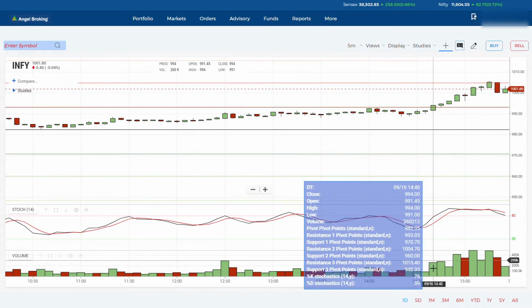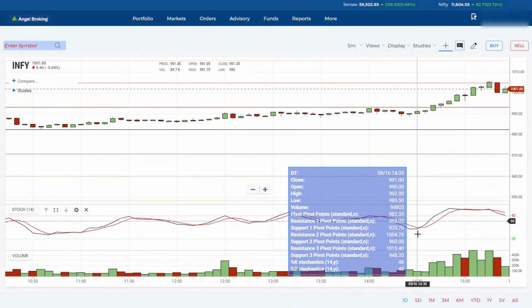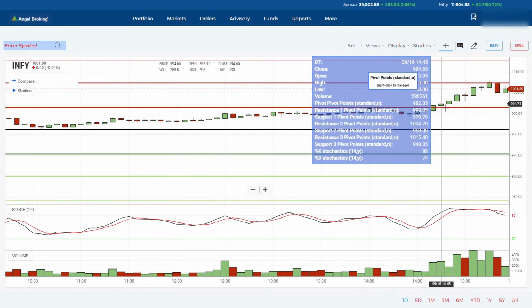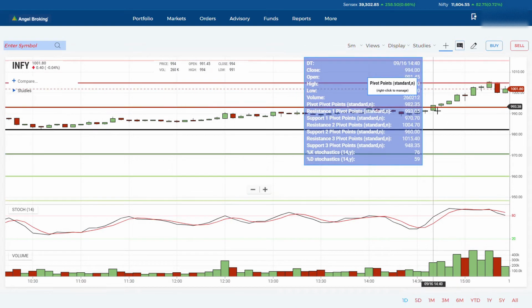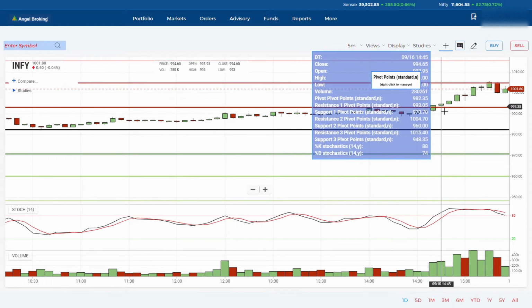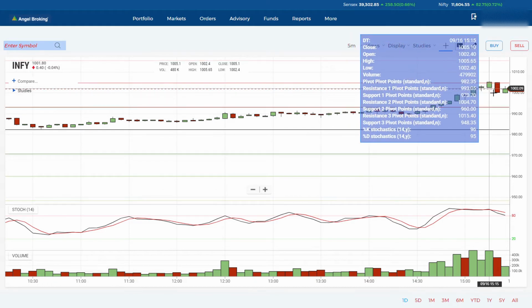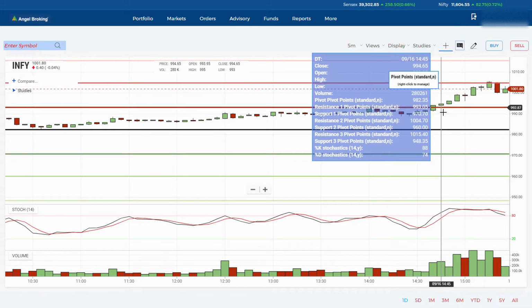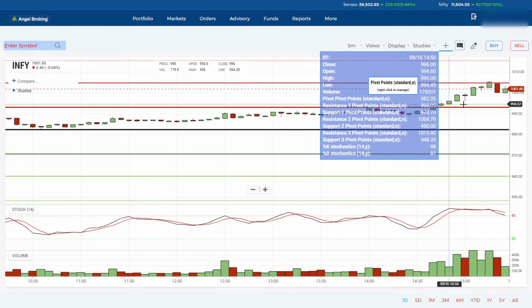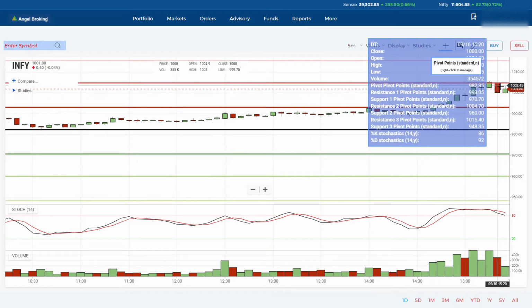You are clubbing with the volume indicator, you are clubbing with the stochastics, and you are also checking with the pivot. So this gives a good breakout here, you are entering a trade here, and you can make a profit till here. So if you see here, the stock has crossed resistance one and is going towards resistance two, but it gets a rejection here and is coming down.